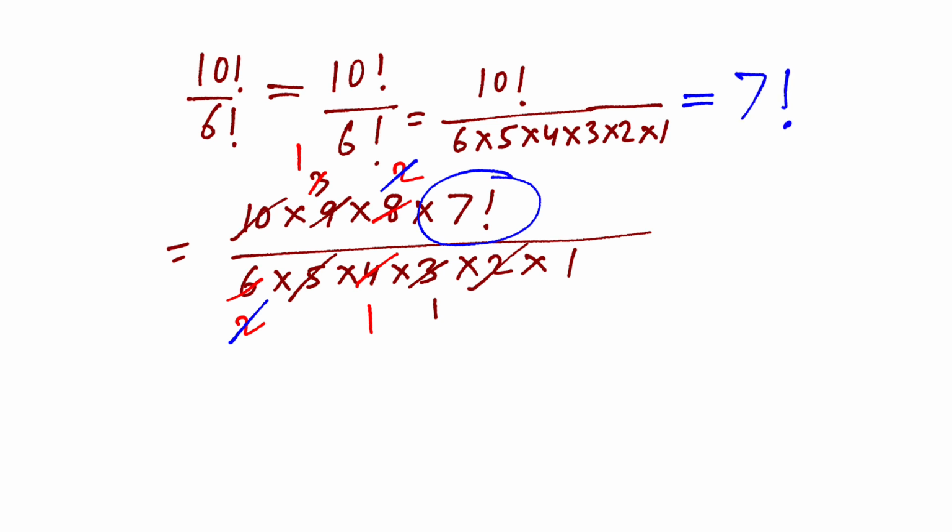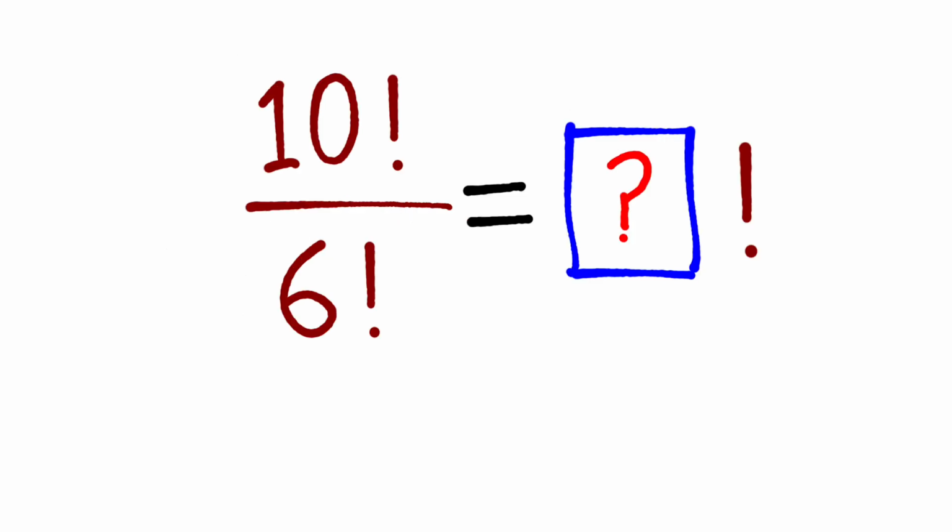So that is your answer. Now in this way you can find the answer in the form of a factorial. So for the question here, our answer is 7 factorial.